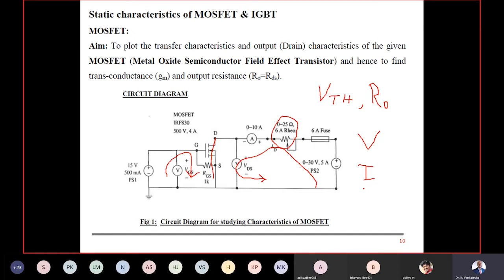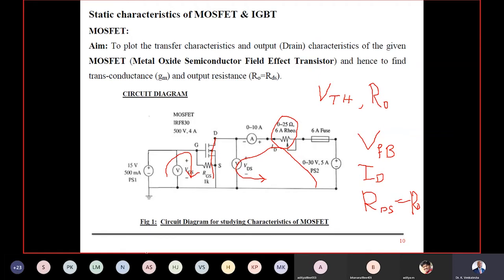So we are going to tell the forward blocking voltage of the MOSFET. We are going to tell the drain current requirement. We are going to tell the RDS of the MOSFET. RDS is nothing but the output resistance of the MOSFET. That we are going to find from this experiment.